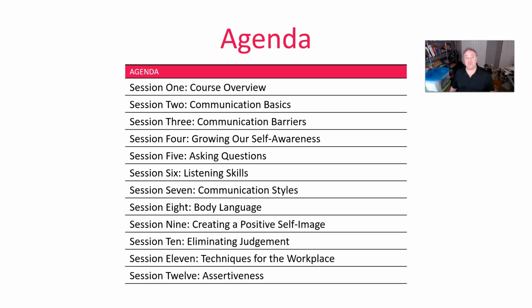Here's an overview of the agenda. I break this up into 12 sessions. This first video is probably going to cover the first 6. We're in the middle of the course overview. We're going to go to communication basics, talk about communication barriers. We're going to grow our self-awareness. Self-awareness is the one thing that I tell every professional that you need in order to be a success in your career. If you have self-awareness, that's most of the battle. And then in session 5 and 6, we're going to learn to ask questions and enhance our listening skills.